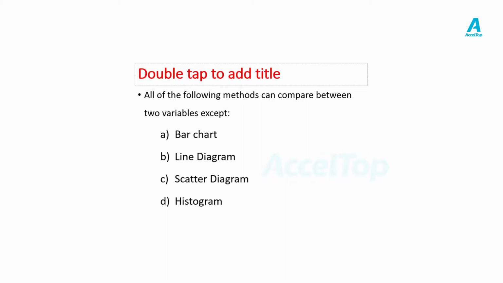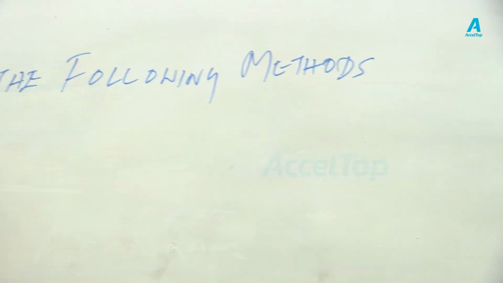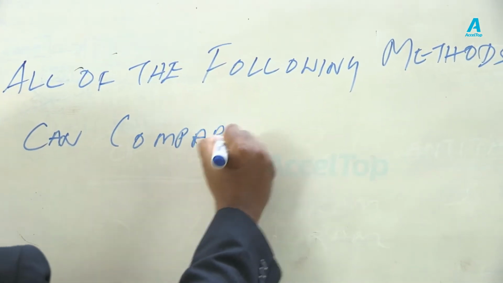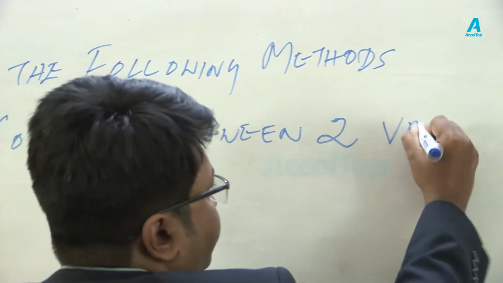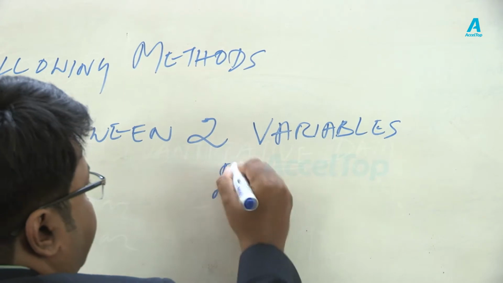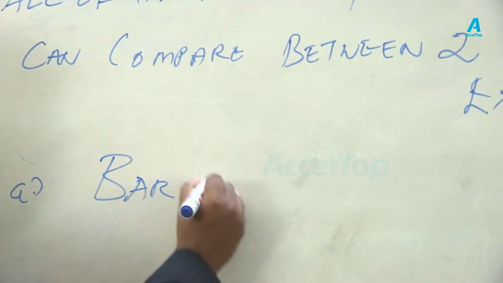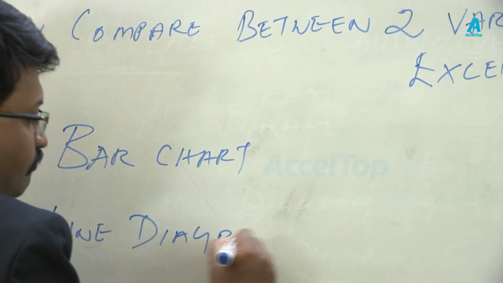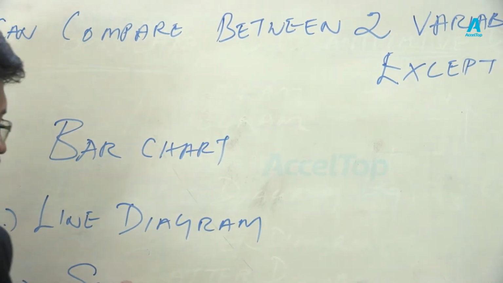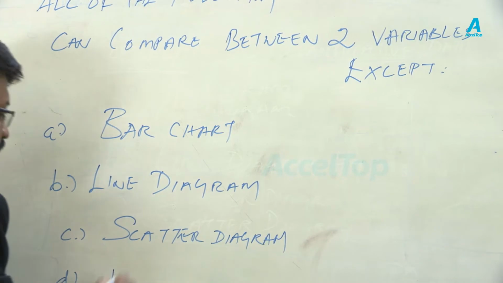The next question is, all of the following methods can compare between two variables except option A, the bar chart, option B, the line diagram, option C, scatter diagram, and option D, the histogram.